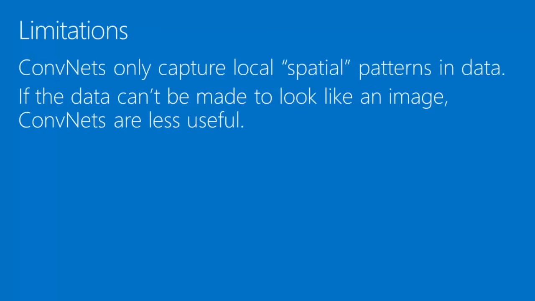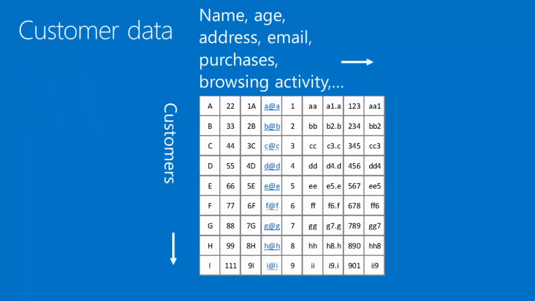Now, the other side of this limitation of convolutional neural networks is that they're really designed to capture local spatial patterns. Spatial in the sense of things that are next to each other matter quite a bit. So if the data can't be made to look like an image, then they're not as useful. So an example of this is, say, some customer data. If I have each row, it's a separate customer. Each column is a separate piece of information about that customer, such as their name, their address, what they bought, what websites they visited. Then this doesn't so much look like a picture.